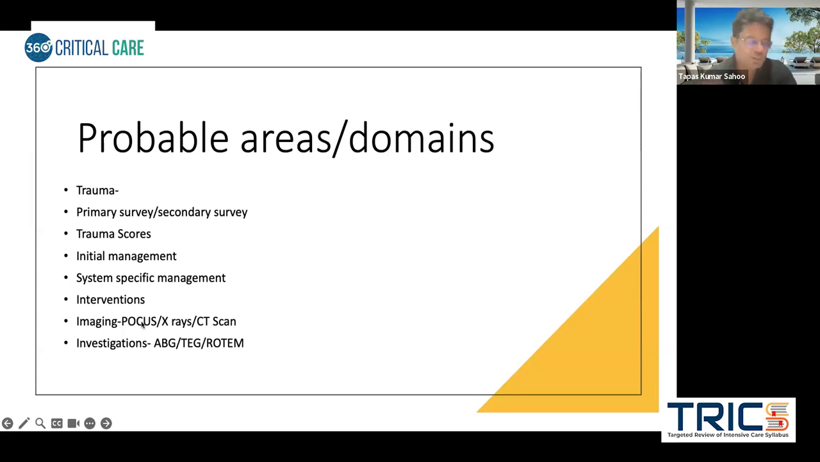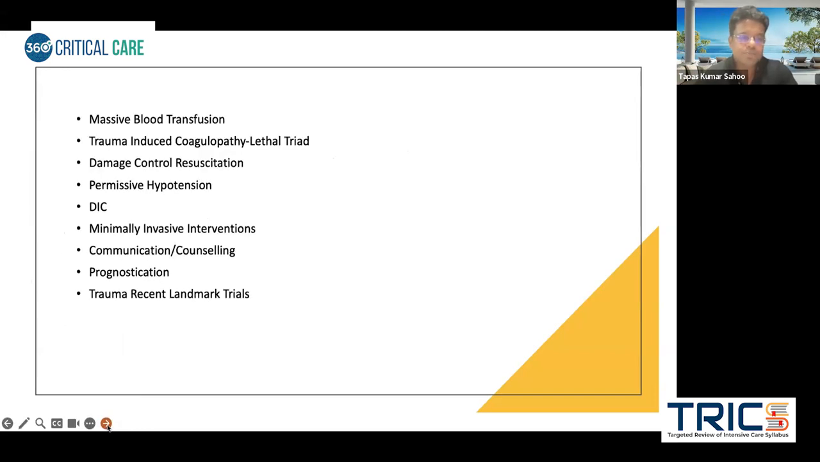Imaging, they would be showing you, just like in this clinical case vignette I have shown you the chest X-ray. They would also be showing you focused findings, like ultrasound echo findings, X-ray, CT scan, investigations like ABG, TEG, ROTEM. So these are the favorite questions that would be coming in trauma. Trauma would definitely revolve around massive blood transfusion, trauma-induced coagulopathy, lethal triad, damage control resuscitation, permissive hypotension, DIC, and minimally invasive interventions like the REBOA technique.